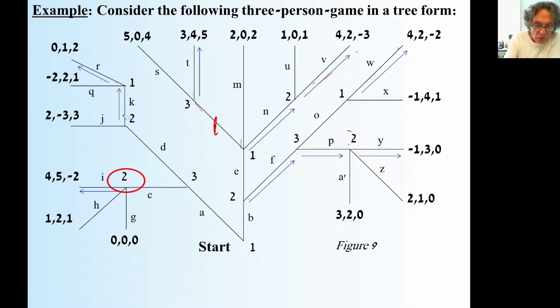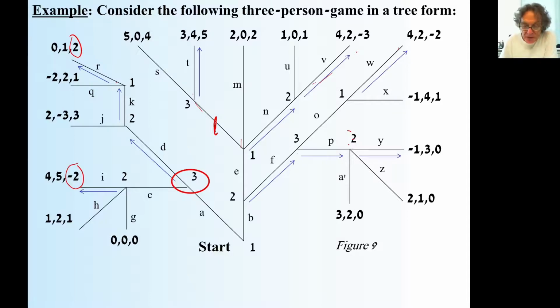Now we can do what player 3 here can do. If he goes D, he gets 2. If he goes C, he gets negative 2. So clearly he would like to choose D.